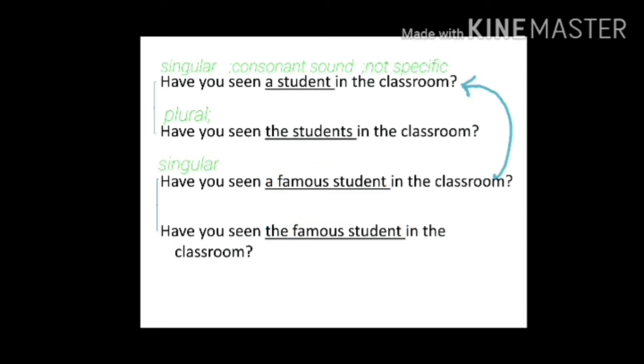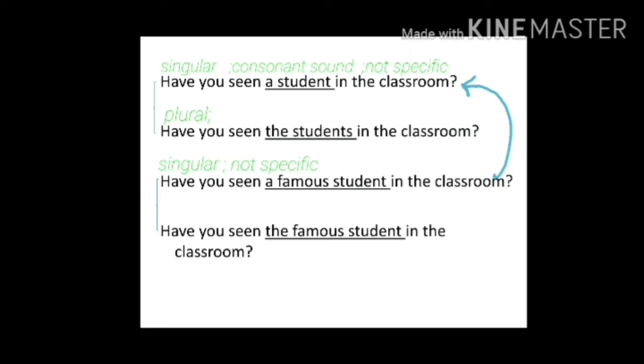You are referring to a singular student, and for sure, there can be many famous students in one campus, and you do not know specifically which famous student the speaker is looking for. The speaker can just be looking for any famous student, so it is not specific.